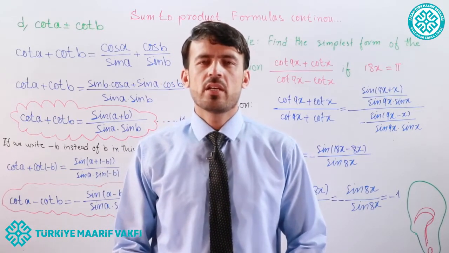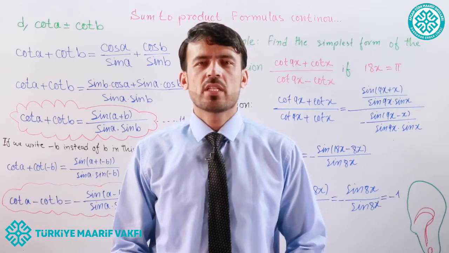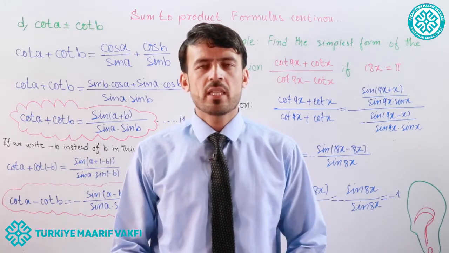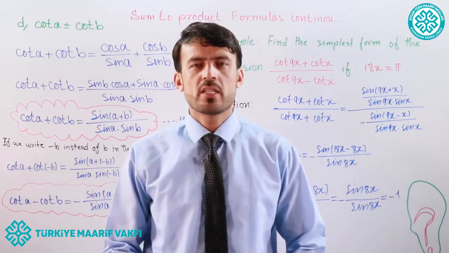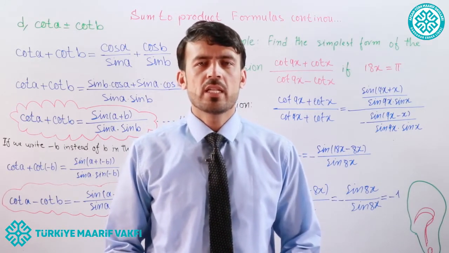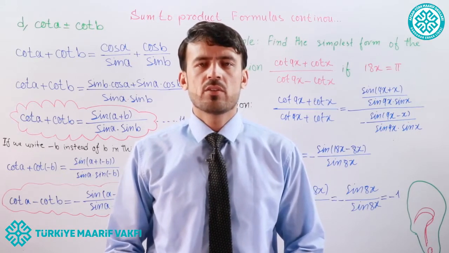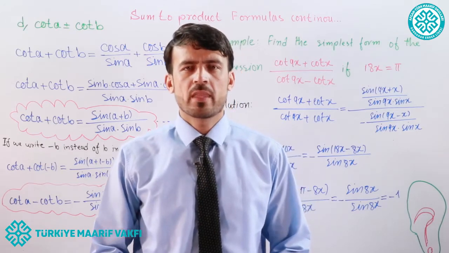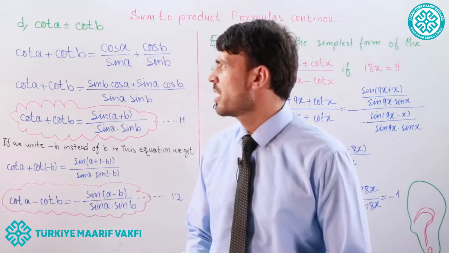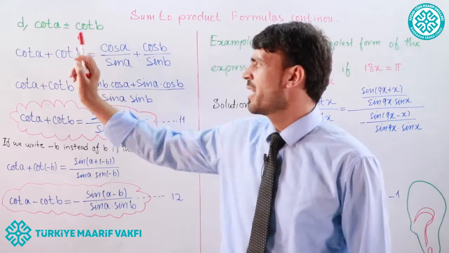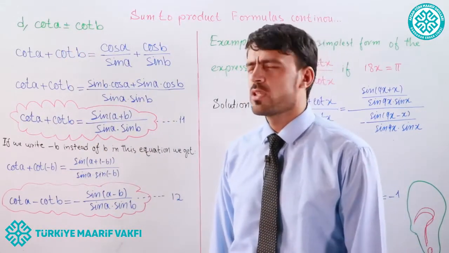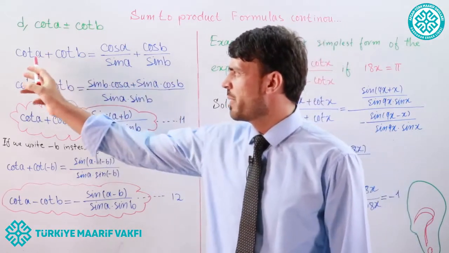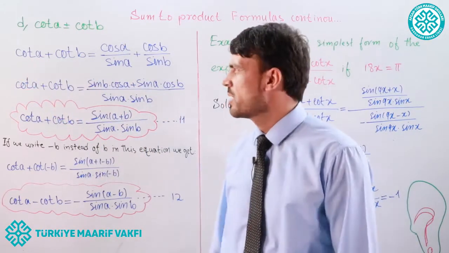Today, I'm going to discuss the last part of sum to product formulas. In this last part, we will study the formula for the cotangent function, that is, cotangent A plus or minus cotangent B. The first form is cotangent A plus cotangent B.